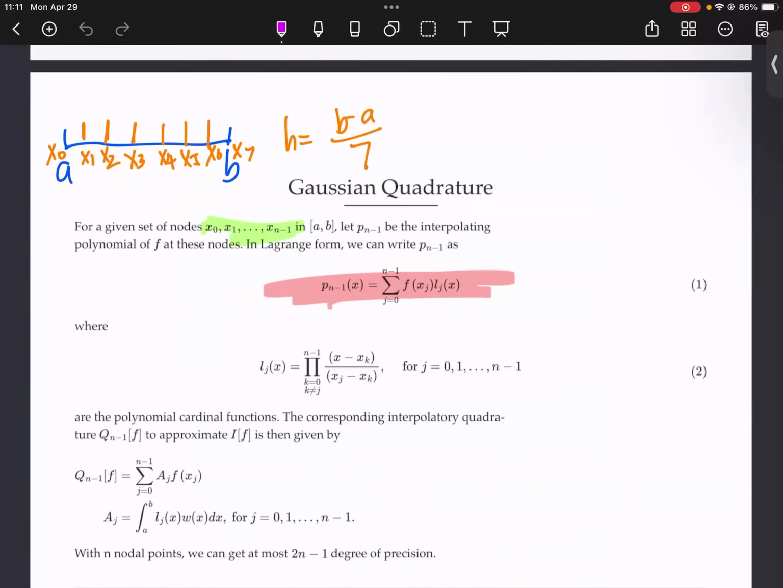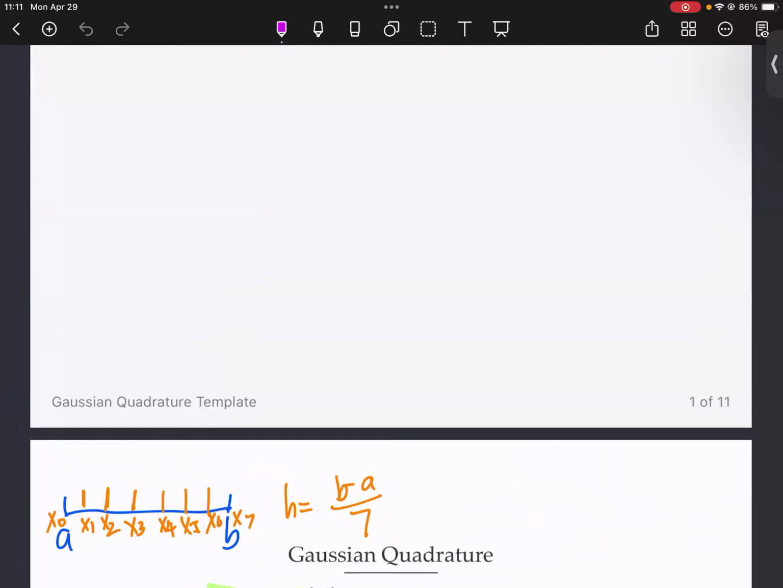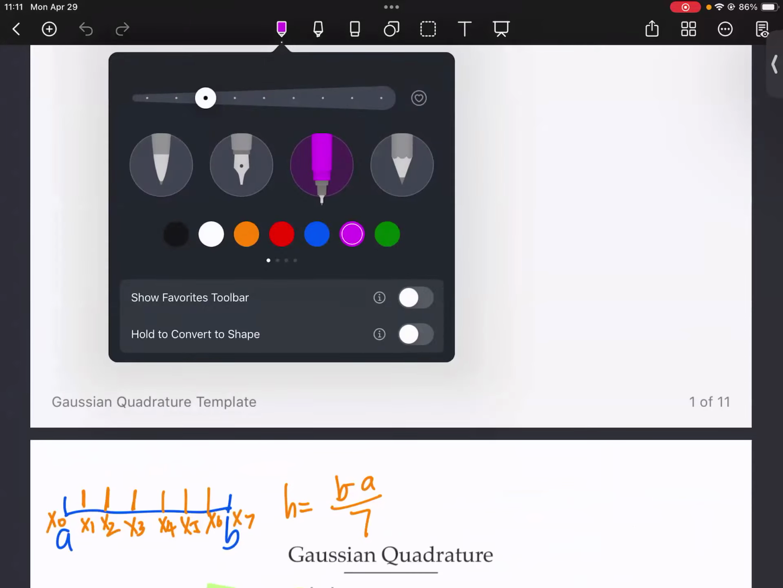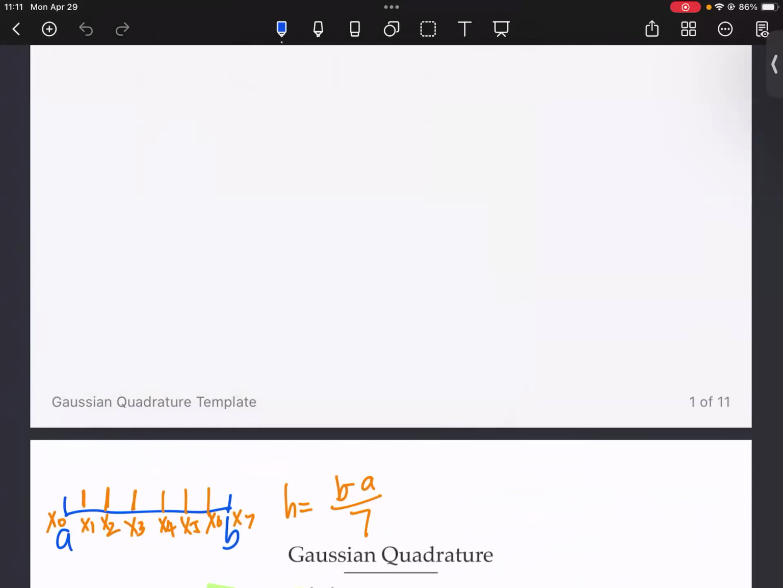I'm going to write down and conclude some benefits here before we go into the details of the Gaussian quadrature rule. First, we have already learned the trapezoidal rules. It could be the composite one, and also the composite Simpson's rule as well.